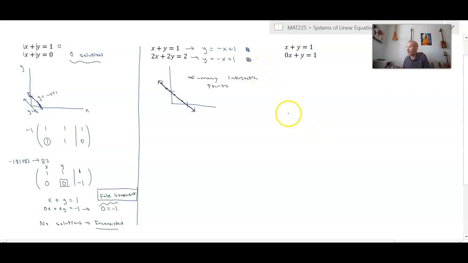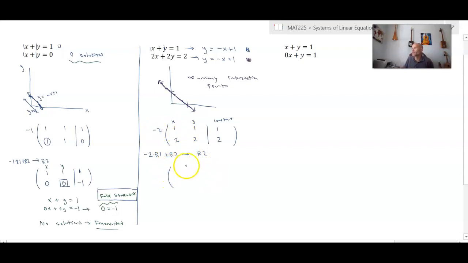Okay, so now the question is, how does the elimination process lead us to this conclusion? So let's see what happens when we set up our augmented matrix. So the first row will be 1, 1, 1. Coefficient of x, coefficient of y, constant. And the second equation will be 2, 2, 2. So what I think I'll go ahead and do is I'll take -2 times row 1, and I will add it to row 2. Okay, so that result is only going to change row 2.